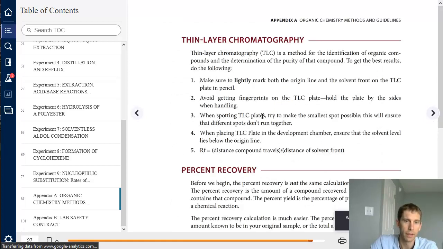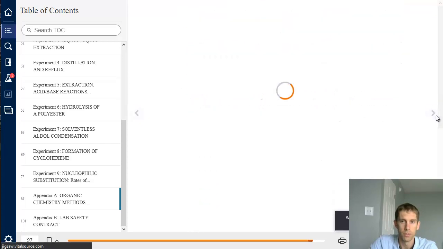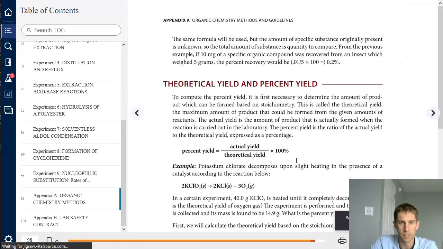A quick thin layer chromatography introduction, a review on percent recovery, as well as theoretical and percent yield. So for the first few experiments, we'll be assessing the percent recovery. For the later experiments, when we're forming a product and isolating it, that relates to percent yield.